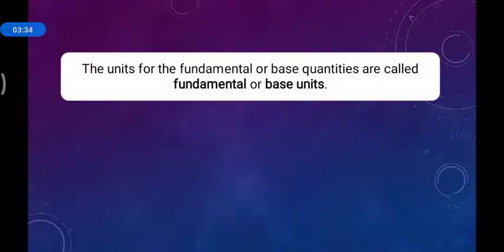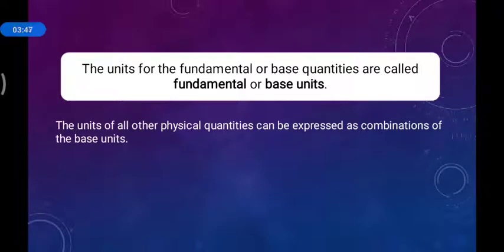The units for fundamental and basic quantities are named as fundamental units, or base units. All other physical quantities can be expressed as combinations of the base units. Only 7 quantities have base units, 7 plus 2, but in general 7 is the base unit. Using those 7 units we derive the units of all other physical quantities. Think about it, using just 7.